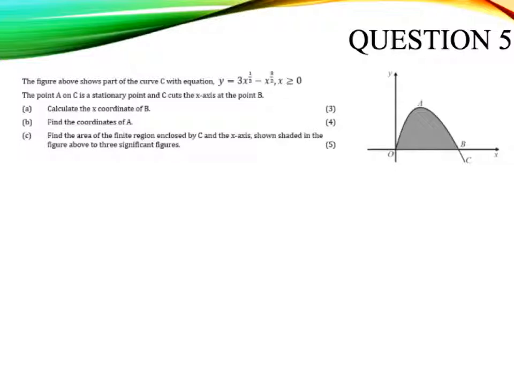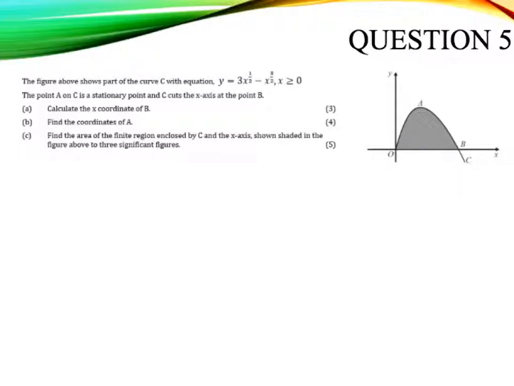So in this particular question, it's asking us all about the equation of the line C, which is this curved line through here, and there's some parts drawn on here that we're going to end up working out. First of all, it wants the x coordinate of the point B here. Later on, we're going to work out the coordinates of the point A up here, which it says is a stationary point. And finally, in part C, it's asking us to work out the shaded area between the curve and the x-axis.